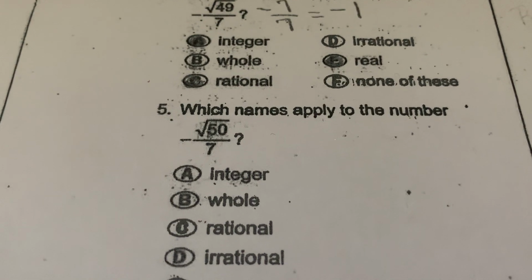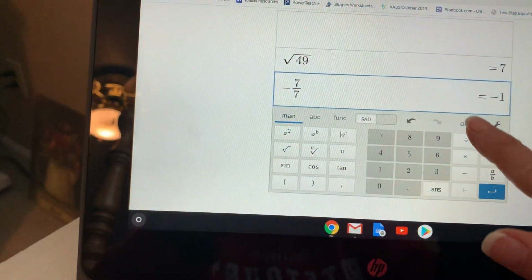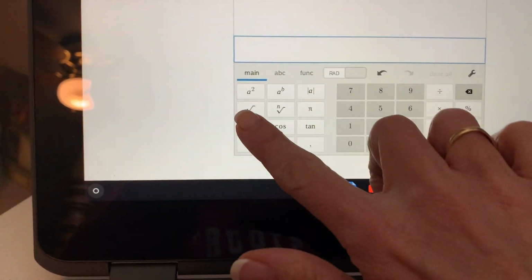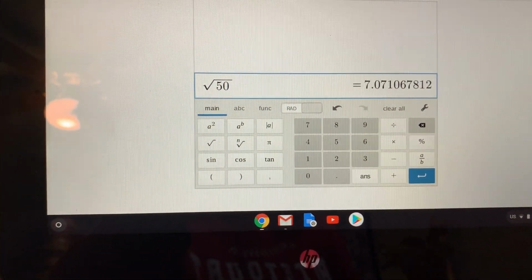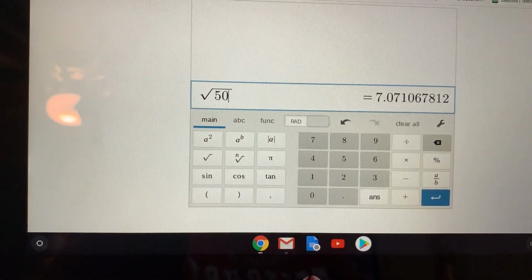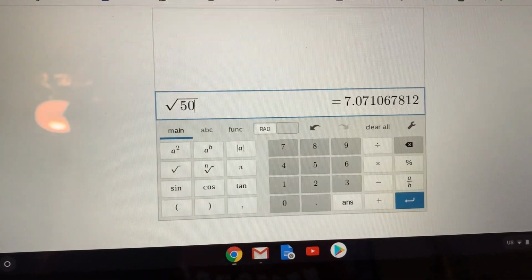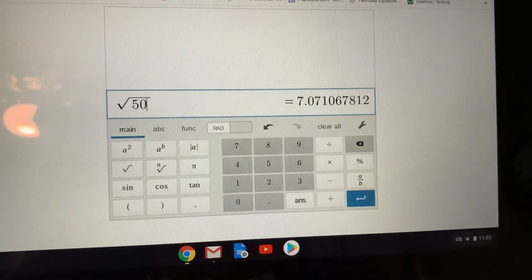Okay. Number 5. Which names apply to the number negative square root of 50 divided by 7? So let's figure out what that is. So I'm going to come back to my calculator. I'm going to clear it all out. I'm going to do the square root of 50. And, okay, automatically I get a big ugly decimal when I do that. So I know that this is not a perfect square. And anything that is not a perfect square is going to be irrational.